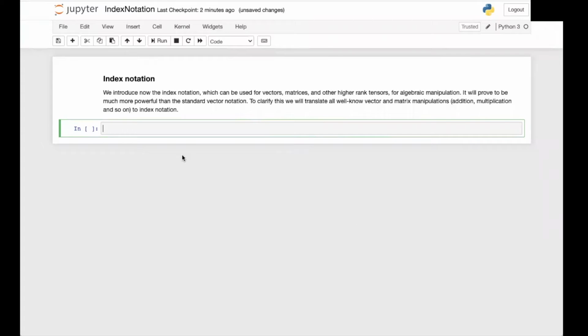Introduce now the index notation, which can be used for vectors, matrices, and other high-ranked tensors for algebraic manipulation. It will prove to be much more powerful than the standard vector notation. To clarify this, we'll translate all well-known vector and matrix manipulations to index notation.